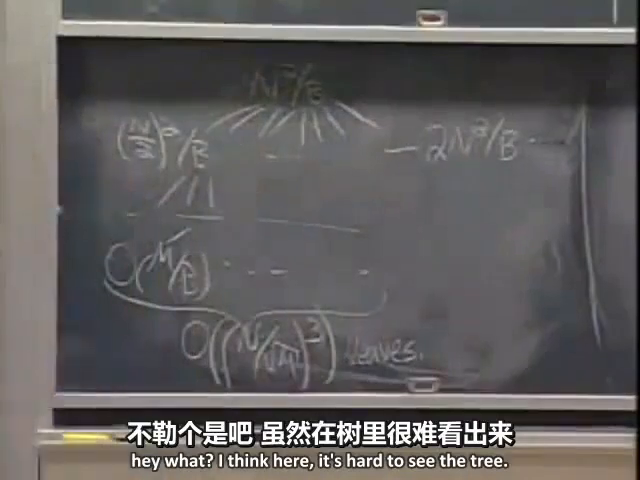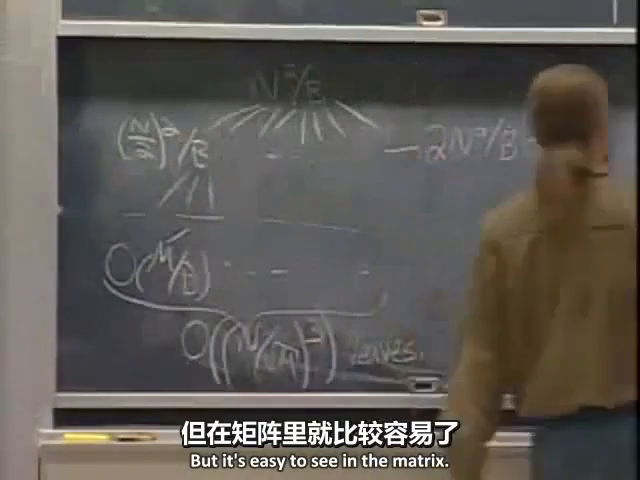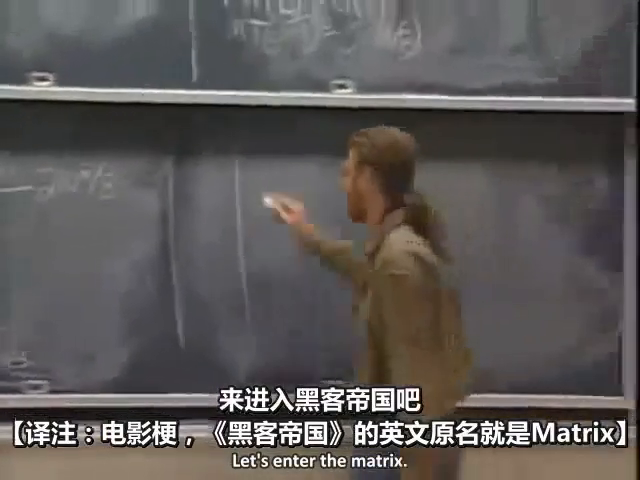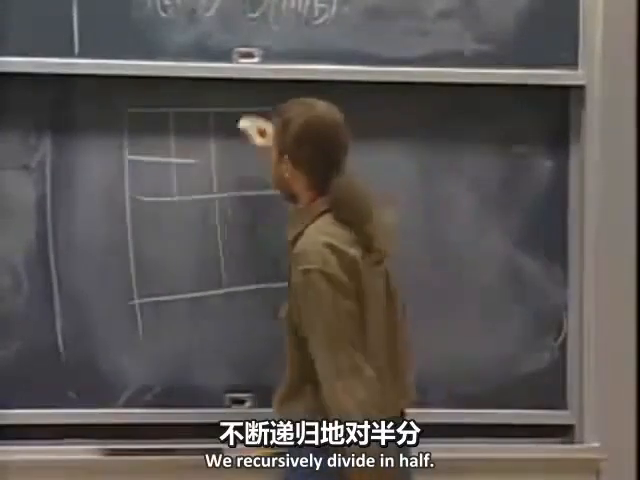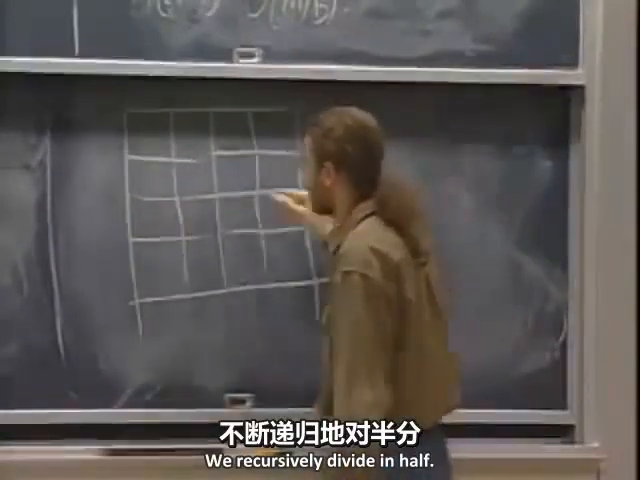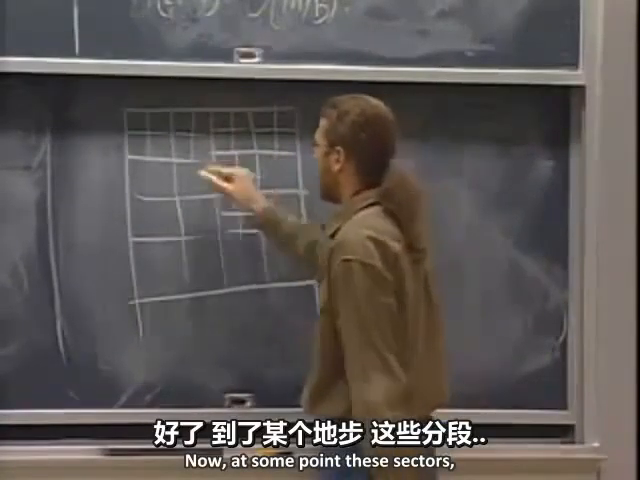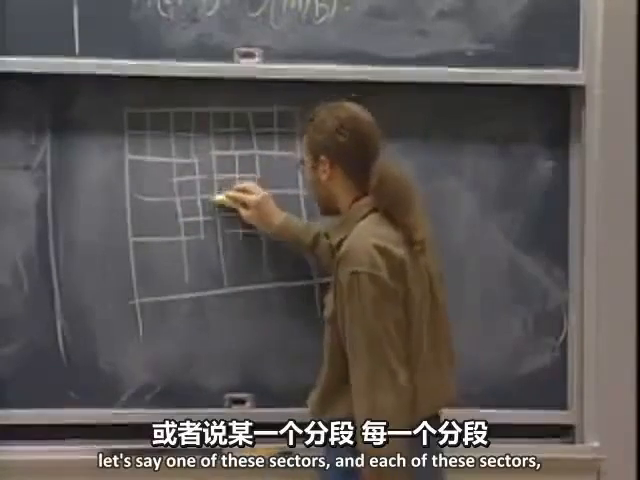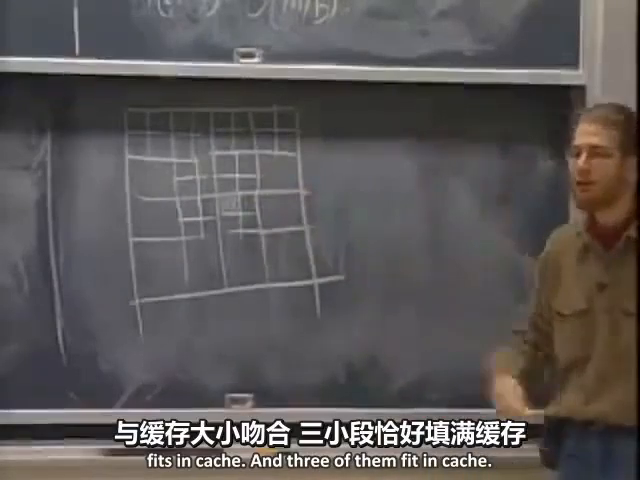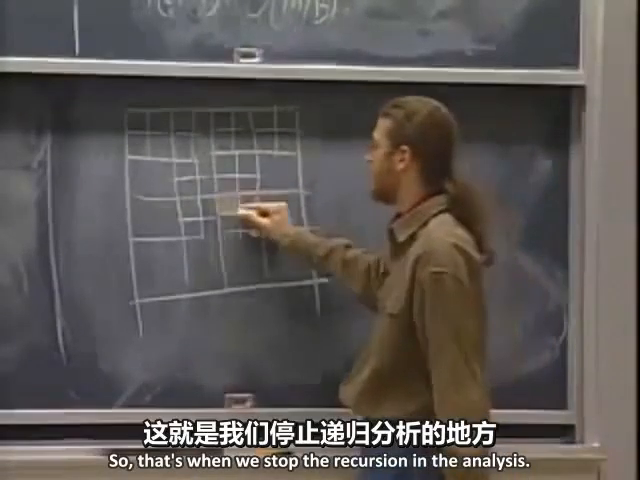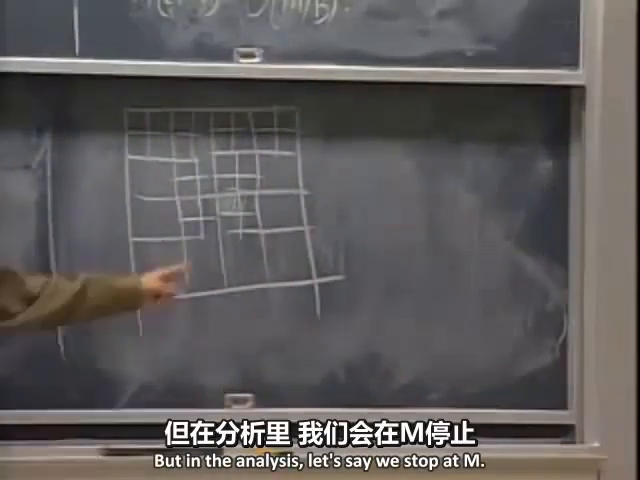Okay, why? I think here it's hard to see in the tree, but it's easy to see in the matrix. Let's enter the matrix. We have our big matrix. We divide it in half. We recursively divide in half. We recursively divide in half. You get the idea, okay? Now, at some point, each of these sectors fits in cache, and 3 of them fit in cache. So that's when we stop the recursion. In the analysis, the algorithm goes all the way. But in the analysis, let's say we stop at m.